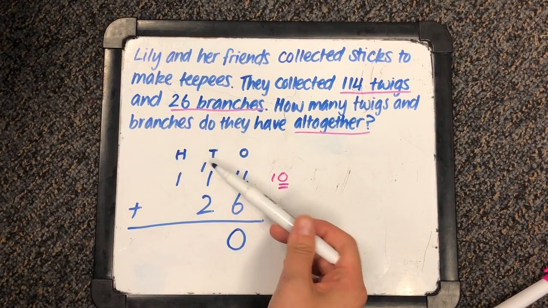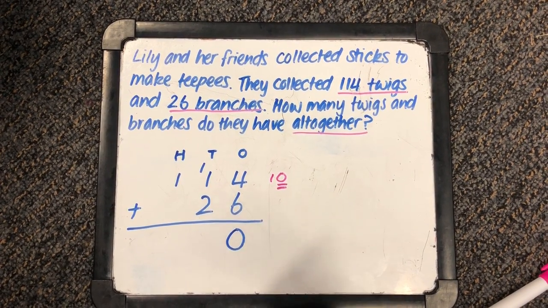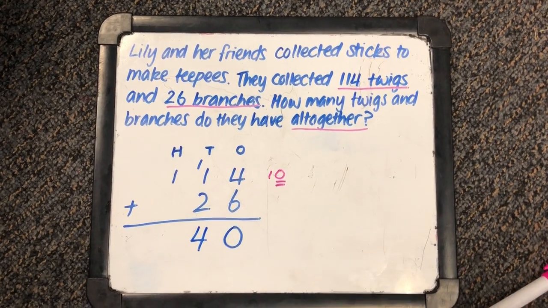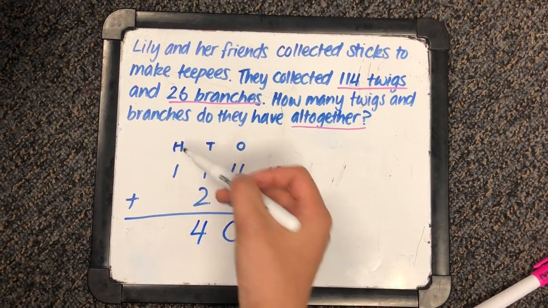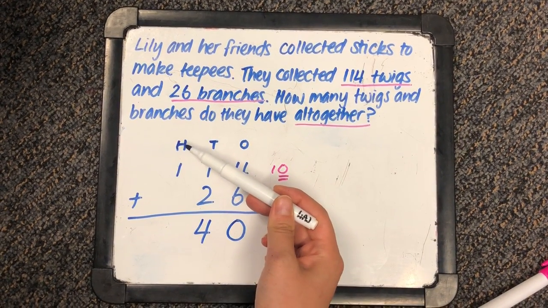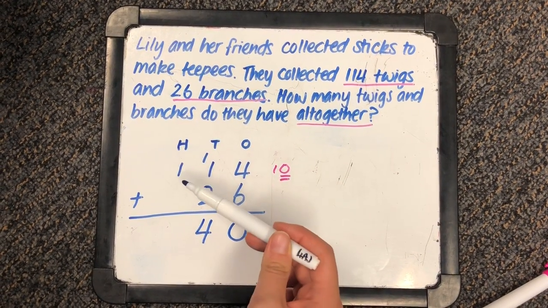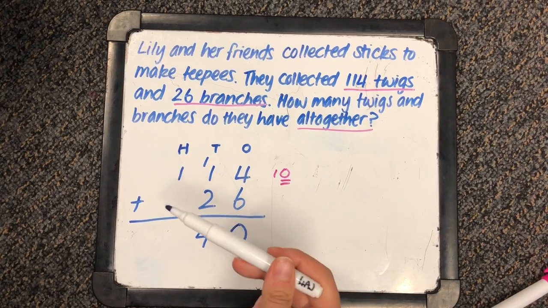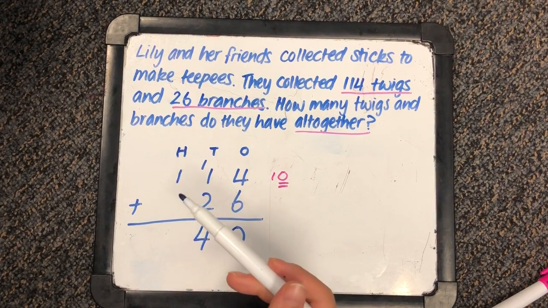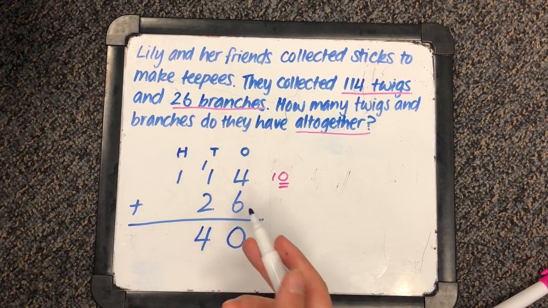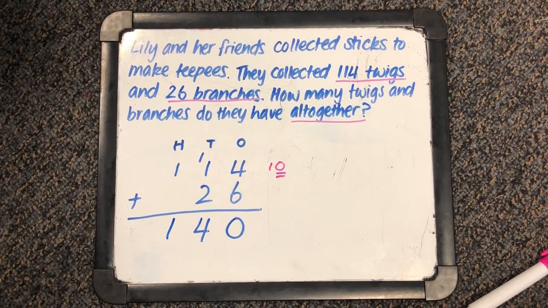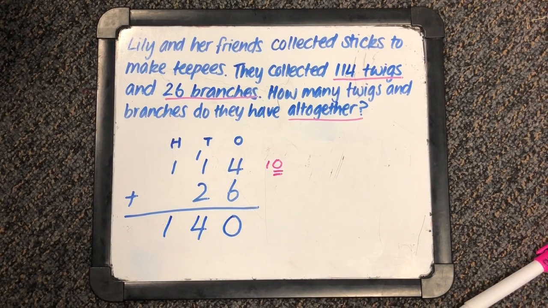And then I'm going to count the tens column. So I know that 10 plus 20 is, that's right, 40. Now I'm going to move on to the hundreds column. So there's 100 plus 0. So I know that if you have 100 and you add nothing to it, you still have 100. So your answer is 140.